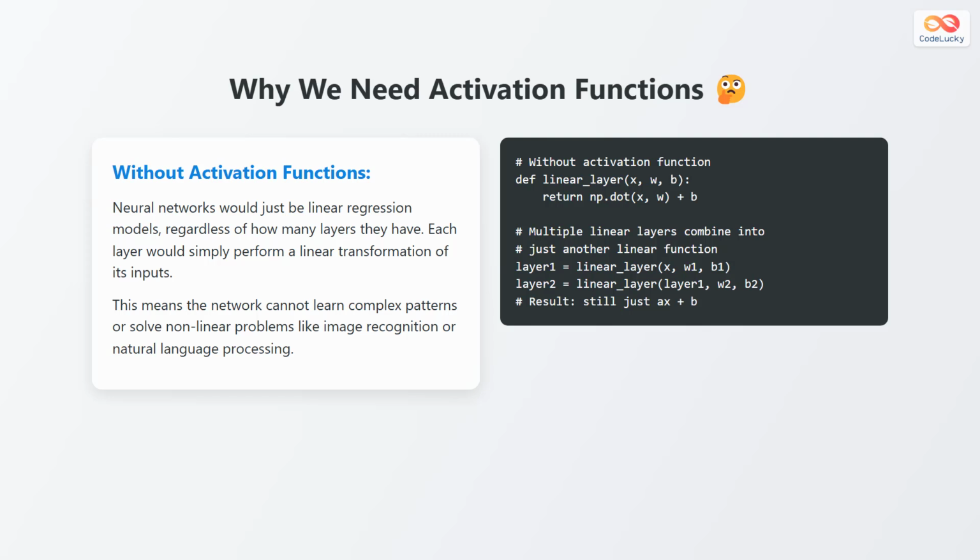Without activation functions, neural networks would simply be linear regression models, regardless of how many layers they have. Each layer would perform a linear transformation of its inputs. This means the network cannot learn complex patterns or solve nonlinear problems like image recognition or natural language processing. The code snippet demonstrates that multiple linear layers combined together results in just another linear function, which is not what we want for complex problem solving.